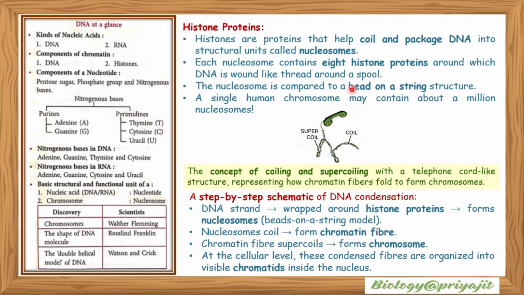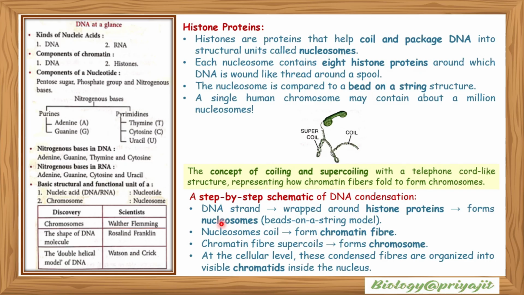The nucleosome is compared to a bead on string structure. A single human chromosome may contain about a million nucleosomes. This is the image showing the concept of coiling and supercoiling. This is coiling, and further coiling is called supercoiling, with a telephone cord like structure representing how chromatin fibers fold to form chromosomes.